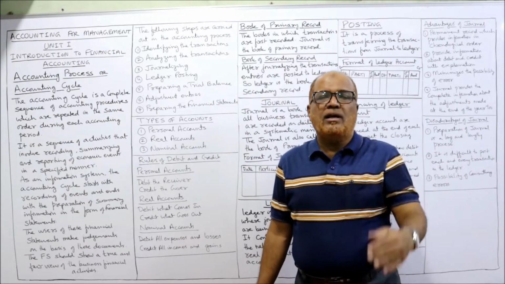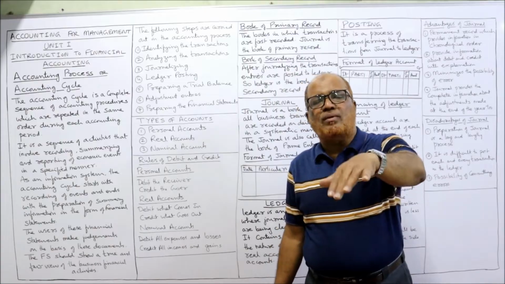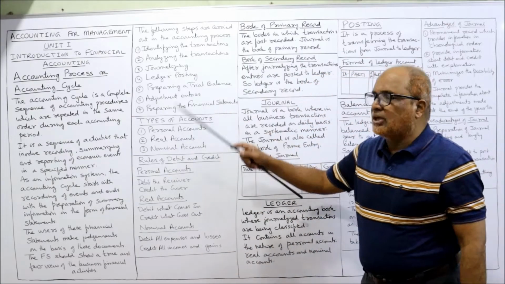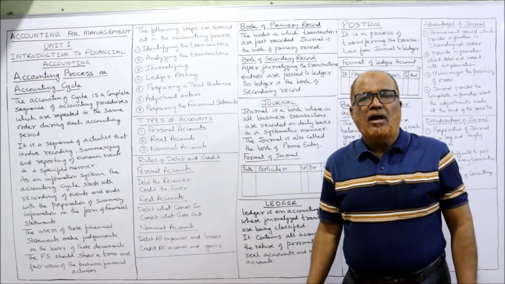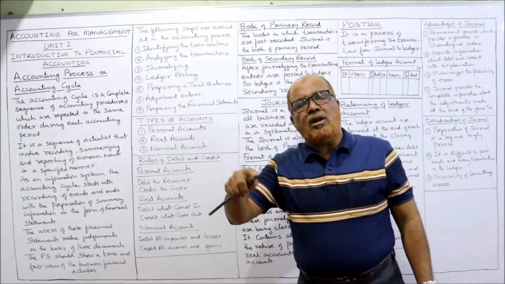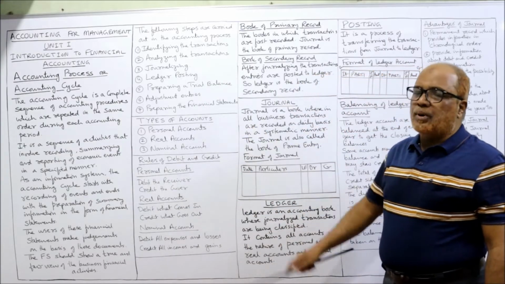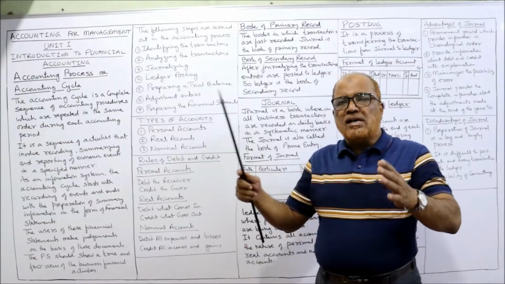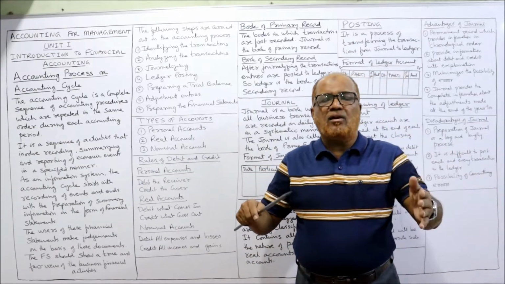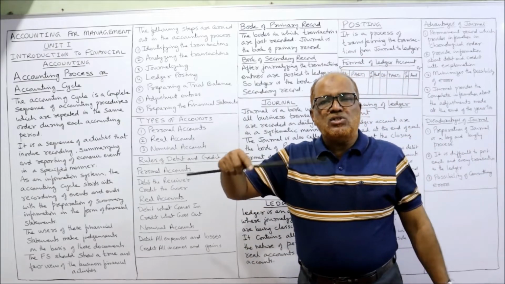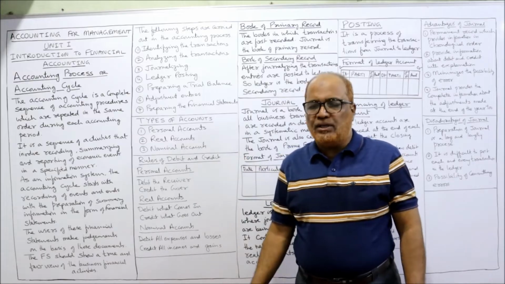Later on, periodically, we transfer the journal entries from journal to ledger. It is called posting. So ledger posting. Transferring the entries from journal to the ledger. Next, preparing a trial balance. This identifying, analyzing, recording, ledger posting, this will be continued throughout the year.